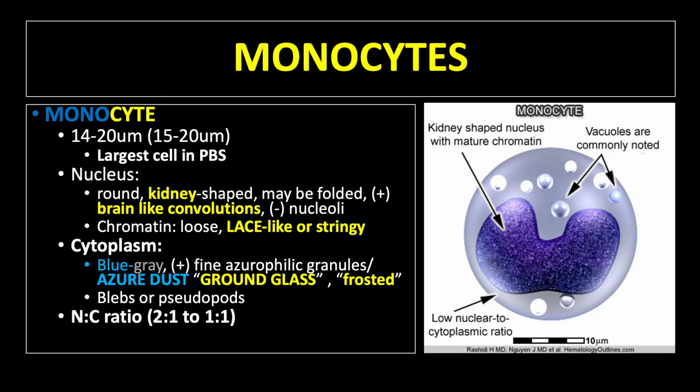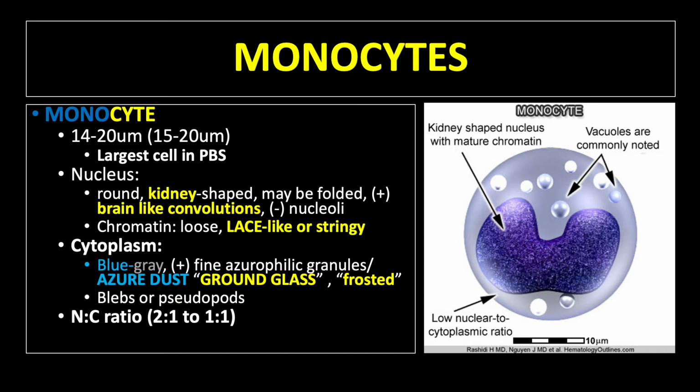For the cytoplasm, the monoblast is basophilic, the promonocyte is blue-gray, and the monocyte has blue-gray cytoplasm with fine azurophilic granules, also called azure dust, which gives a characteristic ground glass or frosted appearance. The cell membrane may contain blebs or pseudopods, since our monocyte is a macrophage or a phagocyte, which is used to eat up or ingest foreign organisms. For the NC ratio, it has a 2:1 to 1:1 NC ratio.